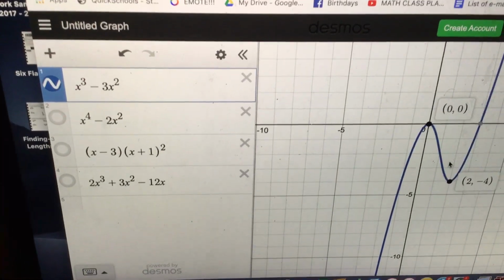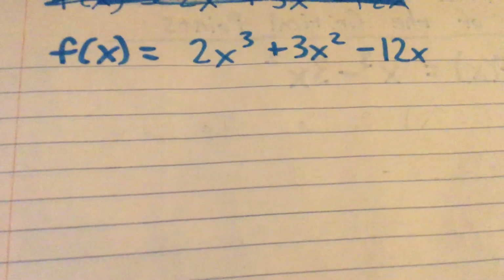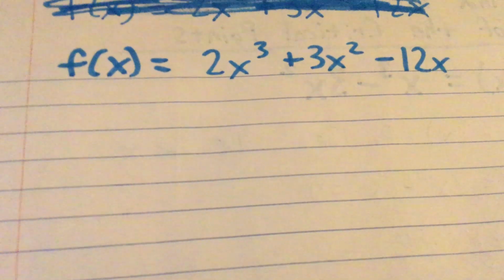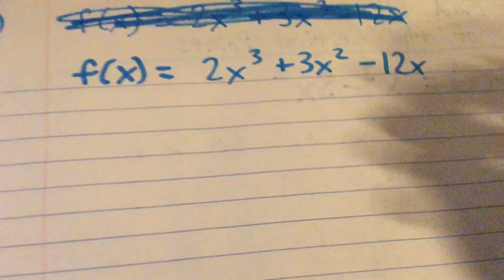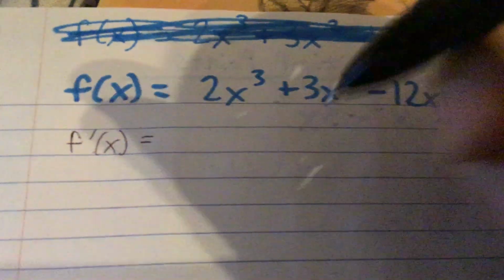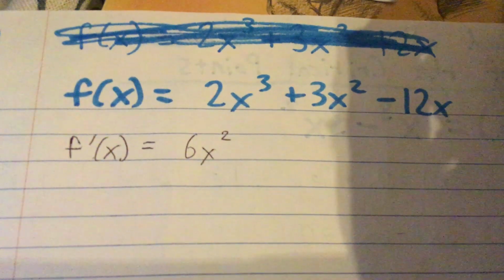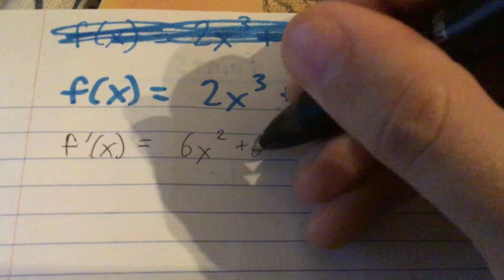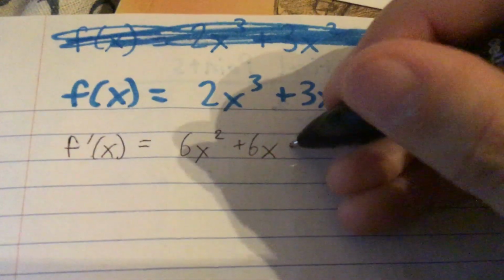Okay, let's move on to problem number 2. F of x is equal to 2x cubed plus 3x squared minus 12x. Let's find all critical points. So let's follow the same old steps. In other words, I need to find f prime of x. So let's take the derivative of 2x cubed. That would be, by power rule, 6x squared. And the derivative of 3x squared would be positive 6x. And the derivative of negative 12x, that would be negative 12.